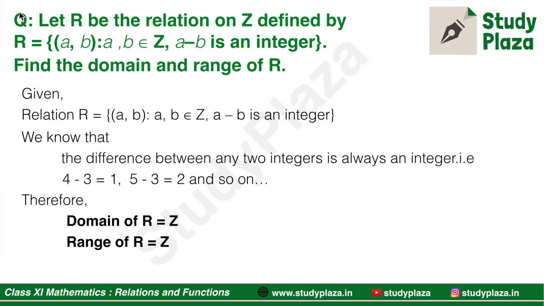To understand the relations more nicely, let us solve one more question, and the statement of the question is, let R be the relation on Z defined by R is equal to the ordered pair A comma B, where A and B belong to Z and A minus B is an integer. That means the relation A minus B represents an integer. Find the domain and range of relation R. So let us start with the answer. We know that the difference between any two integers is always an integer. That is 4 minus 3 is equal to 1, 5 minus 3 is equal to 2 and so on. So all the numbers will represent the integers. Therefore the domain and range of relation R is Z. Both are Z. Hope that you have understood this answer nicely.